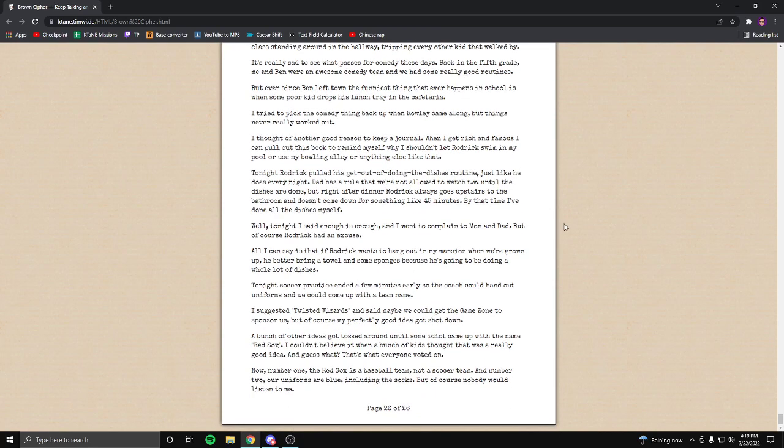Tonight, Roderick pulled his get-out-of-doing-the-dishes routine, just like he does every night. Dad has a rule that we're not allowed to watch TV until the dishes are done, but right after dinner, Roderick always goes upstairs to the bathroom and doesn't come down for something like 45 minutes. By that time, I've done all the dishes myself. Well, tonight I said enough is enough, and I went to complain to Mom and Dad. But of course, Roderick had an excuse. All I can say is that if Roderick wants to hang out in my mansion when we're grown up, he better bring a towel and some sponges, because he's going to do a whole lot of dishes.